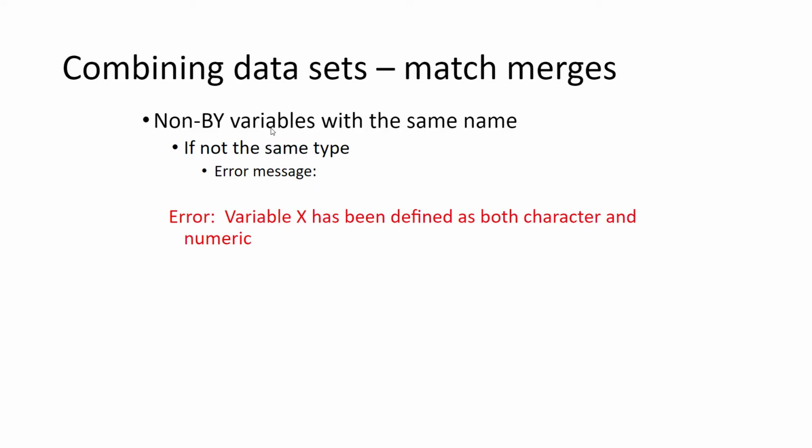So another error you can come across is that non-by variables with the same name, if they don't have the same type, you get an error message. So remember that SAS doesn't like type mixing, so you'll always get an error when that occurs.